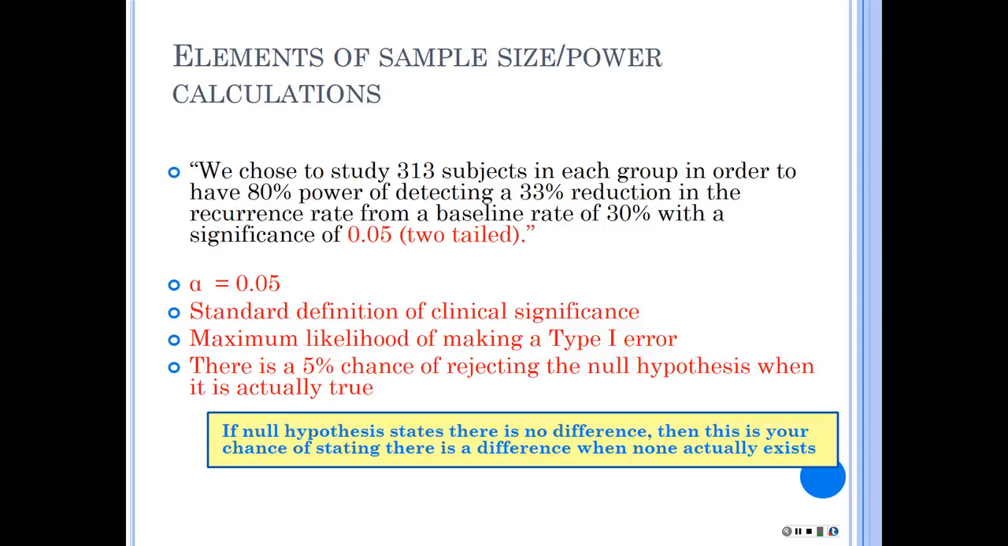Breaking this down, we're going to start with that alpha level. 0.05, two-tailed. This is our standard definition of clinical significance. It is the maximum likelihood of making a type 1 error. So there's a 5% chance of rejecting the null hypothesis when it is actually true. Another way to think of that is if the null hypothesis states there is no difference, then this is your chance of stating that there is a difference when none actually exists.